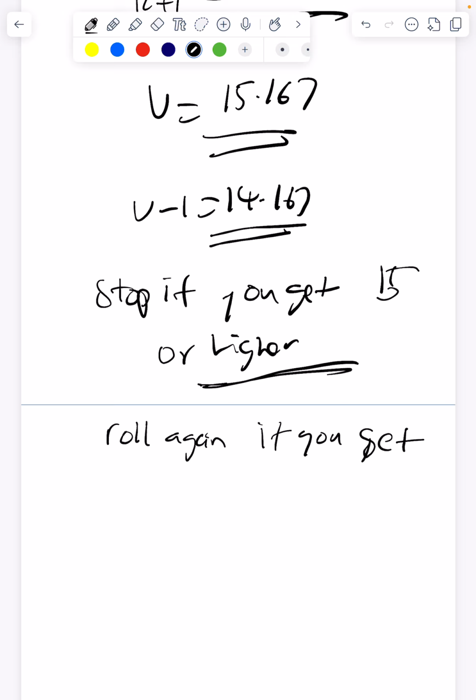14 or lower, you would reroll again. Basically, anything below 15, you would reroll again, and that is the optimal way of playing this game.